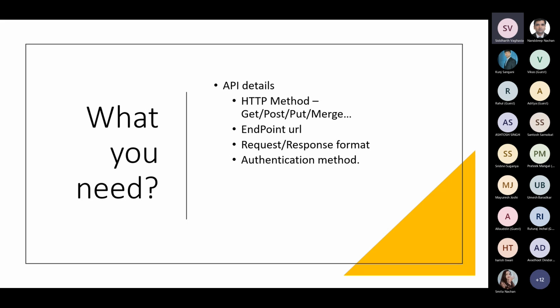Now, once you want to create a custom connector, what you need is basically the API details, nothing more than that. Within the API details, you need the endpoint URL, and the HTTP method for that endpoint URL, whether it is a get, post, put, merge, or delete. And what is the request and response format? It means what you need to pass and what you would be getting back.